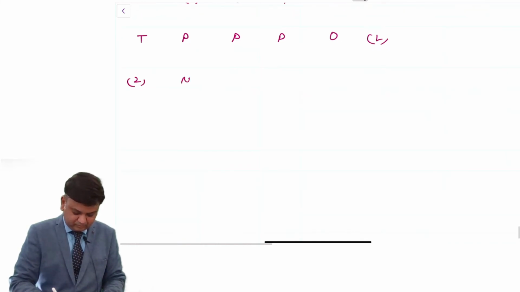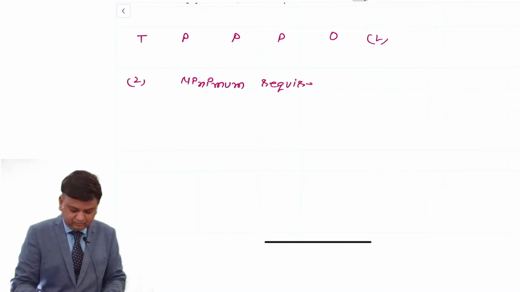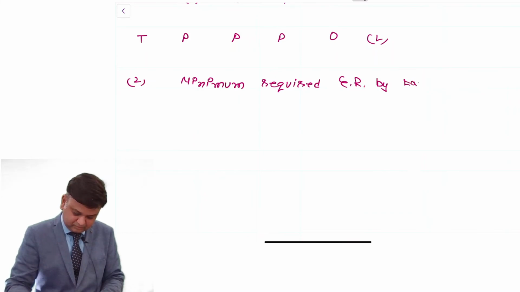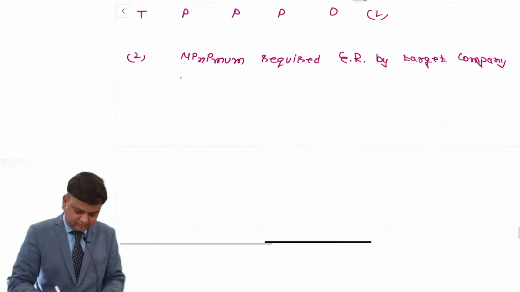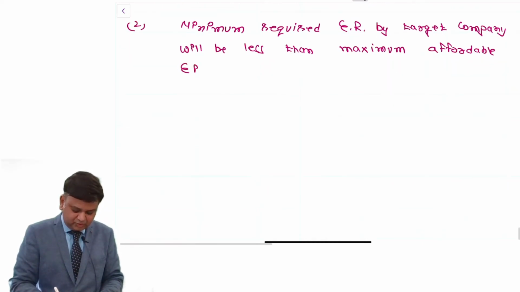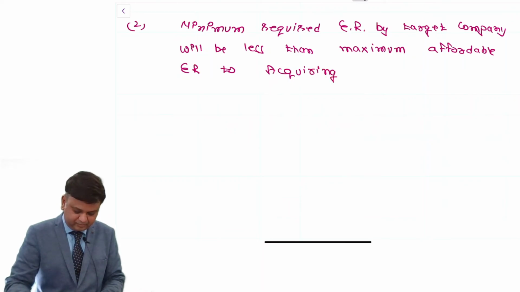Second point: minimum required exchange ratio by target company will be less than maximum affordable exchange ratio to acquiring company.